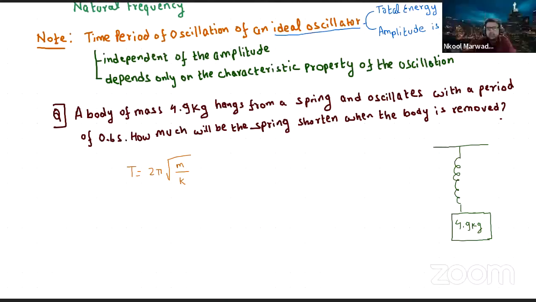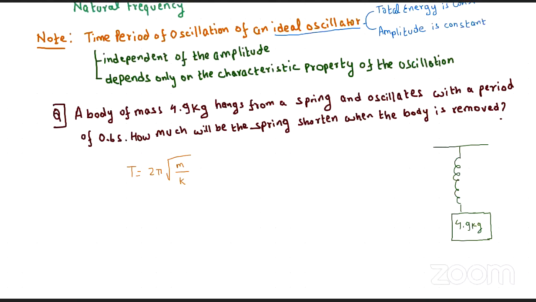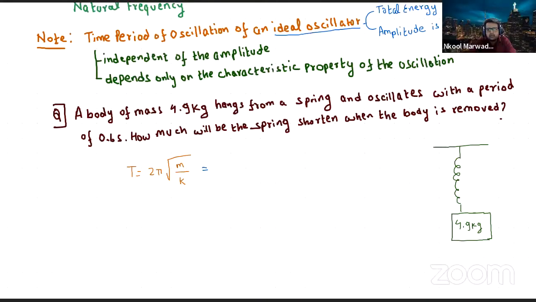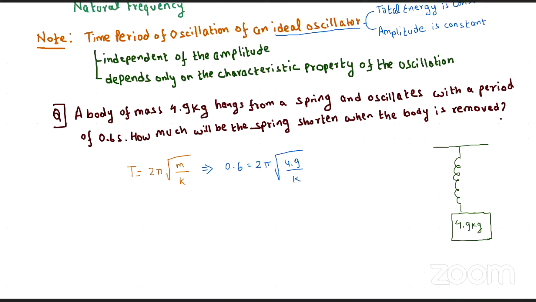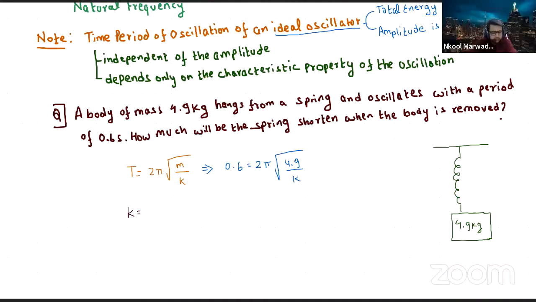Now, in this equation, we know two quantities. We know the mass, we know the time period. And from here, we can calculate the spring constant. So let us do that. I can do some reshuffling. 0.6 seconds is equal to 2 pi under root of m by k, with m as 4.9. And when we solve this, we will get k. k will be 536.8 Newton per meter.